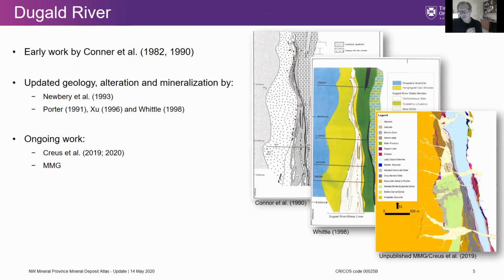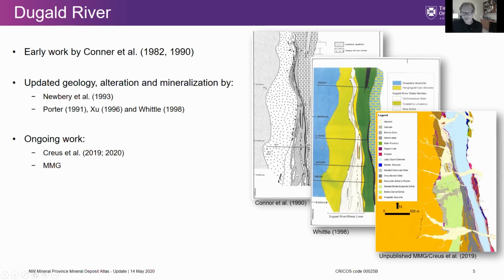Moving on just to Dugald River. For those that aren't familiar with the structure of the atlas, they're generally a compilation of publicly available information and data that's been made available from the mines or companies that own the deposits. In the case of Dugald River, we're mainly compiling information here that's been collected over the last few decades, going back to the early work of Connor from 1982 and 1990, and you can see the black and white maps here. And over the years, they've been systematically updated through a series of master's and PhD projects carried out by James Cook and UQ students, and they include Sarah Porter, Ziu from James Cook, and Mark Whittle as well.